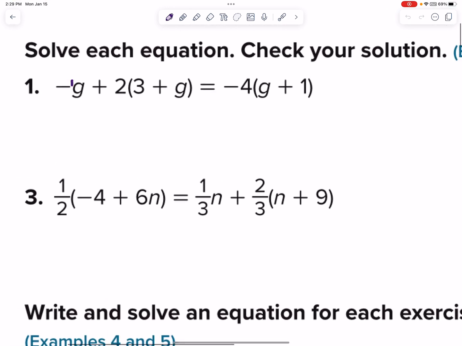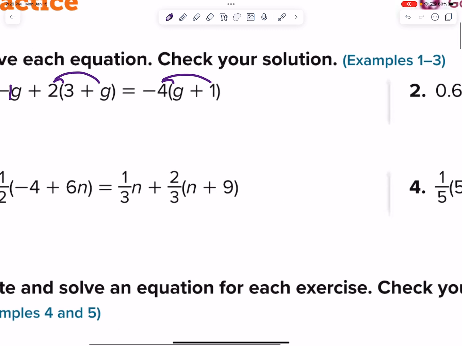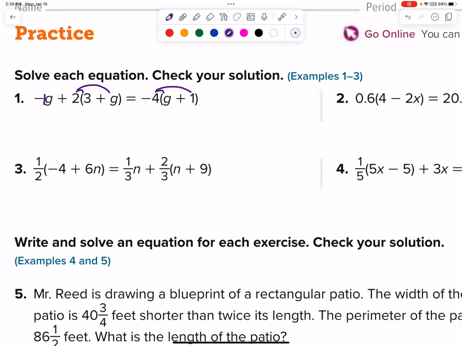Some things I would do is make that a -1g to just simplify things a little bit here. I'm going to go ahead and show my distributing lines, and I'm going to probably rewrite it up to the right just to have room. So let's see if we can fit this in. So -1g plus 6 plus 2g equals -4g plus -4. You should probably just put it on the second page. It's a little bit tight there, but we'll try.